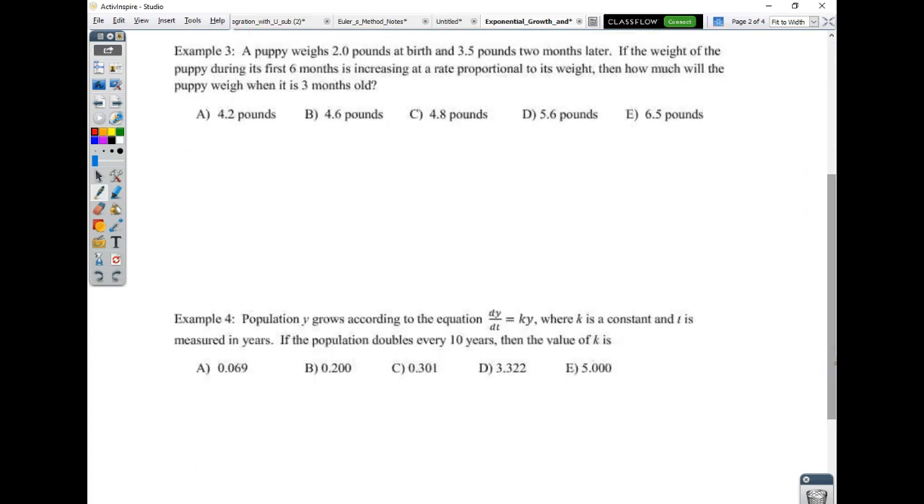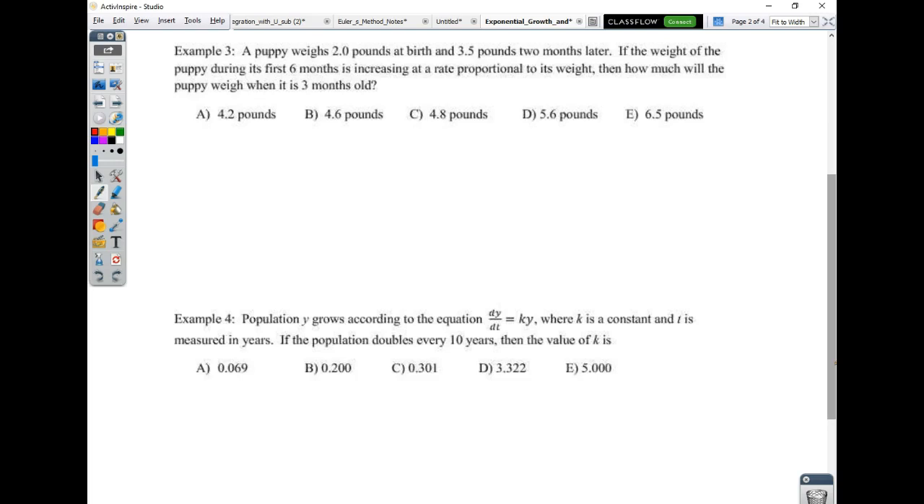We've got a puppy. It weighs 2 pounds when it was born. It weighs 3.5 pounds 2 months later. It's a very tiny puppy. If the weight of the puppy during its first 6 months is increasing at a rate proportional to its weight, then how much will the puppy weigh when it is 3 months old? Clearly, this is an exponential growth and decay problem.